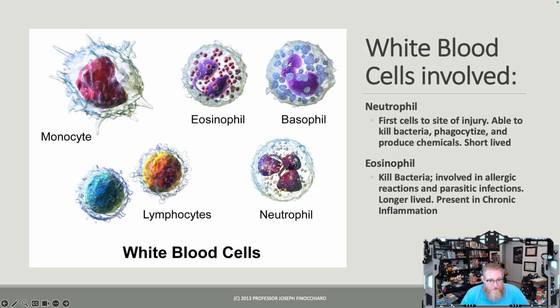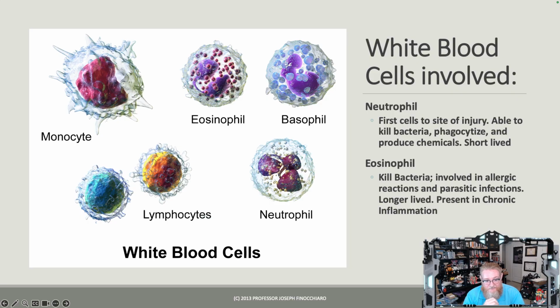White blood cells involved in this process include the neutrophil, which is the first cell to the site of the injury. They're able to kill bacteria, phagocytize, and produce chemicals, and these are your first responders. They are short-lived. They get there, they do what they're supposed to, and then they die and they flush out.